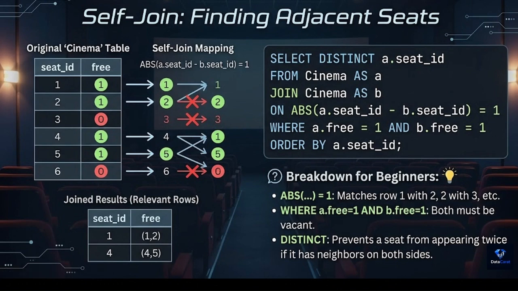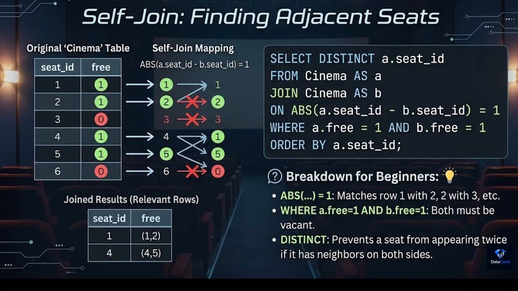Let's look at the code line by line. This is the heart of our self-join. From cinema as A, join cinema as B. In this part of the code, we are joining the table to itself. A and B are the aliases, or the nicknames, that we have given to our table, so the SQL doesn't get confused. The part of the query where we use absolute of a dot seat id minus b dot seat id is equal to 1 is the neighbor check.